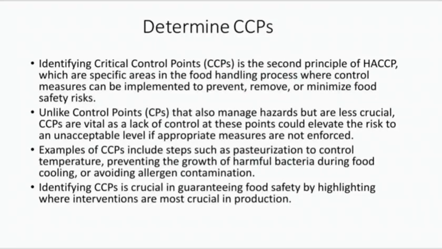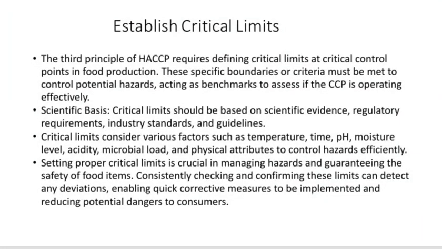A critical control point is a step or procedure in a food process at which control can be applied, and as a result, a food safety hazard can be prevented or eliminated, or reduced to an acceptable level. A food safety hazard is any biological, chemical, or physical property that may cause food to be unsafe for human consumption.